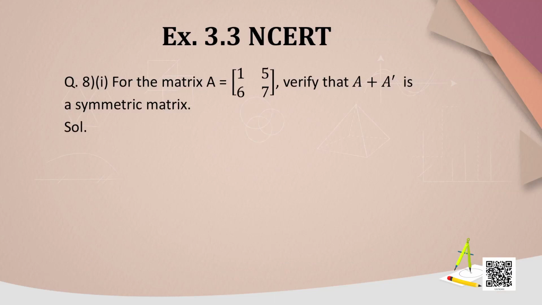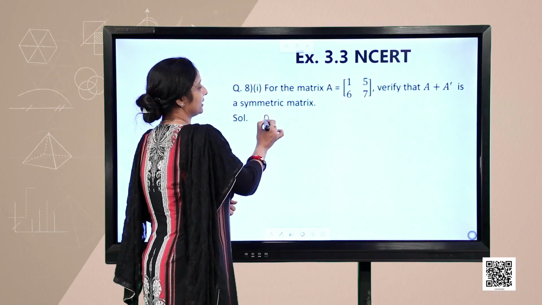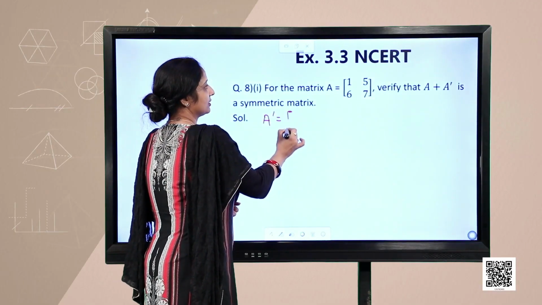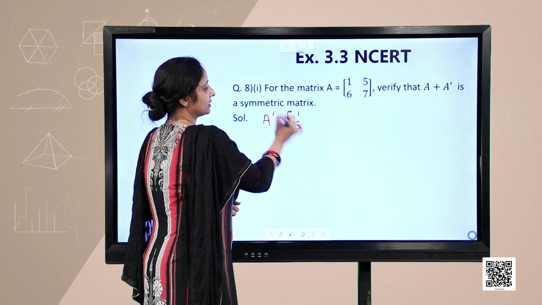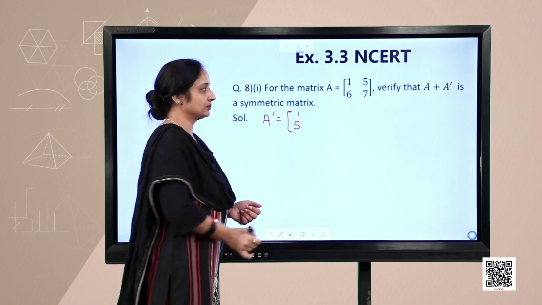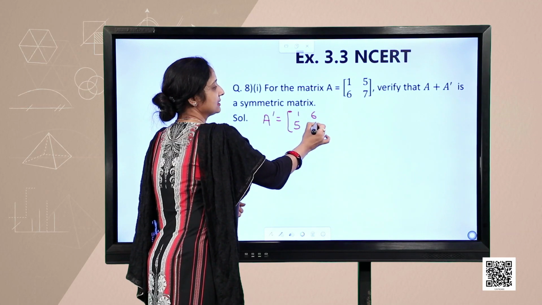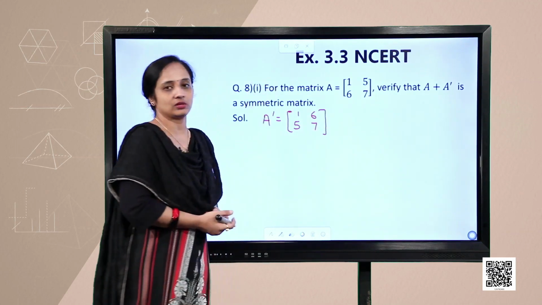Let us do a few questions of NCERT. Question number 8, part 1 of exercise 3.3, you are given a matrix A, this is a square matrix of order 2. You are supposed to verify that A plus A transpose is a symmetric matrix. How will you do that? You first calculate A transpose, that means write the first row as the first column, write the second row as the second column.